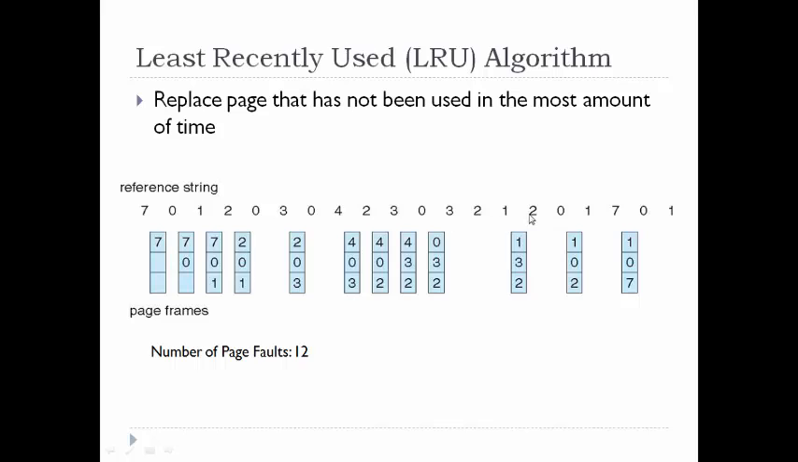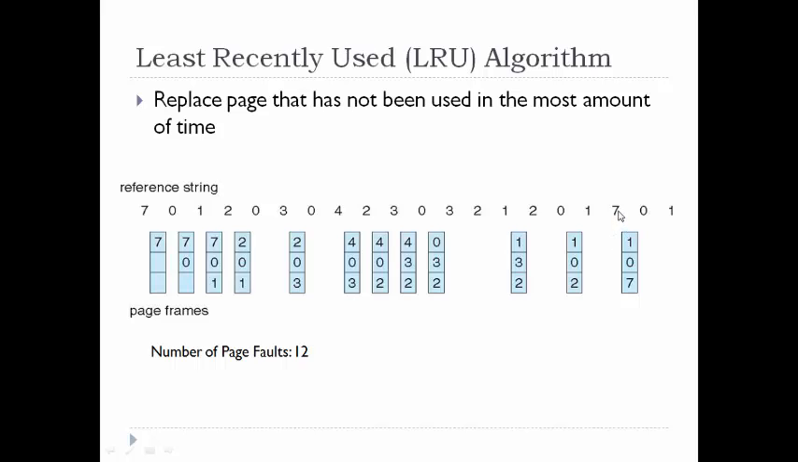0, check in reverse, we have 2, 1, 3. So since 3 is least recently used, we are going to replace it with 0. So we have 1, 0, 2. 1 we already have here.